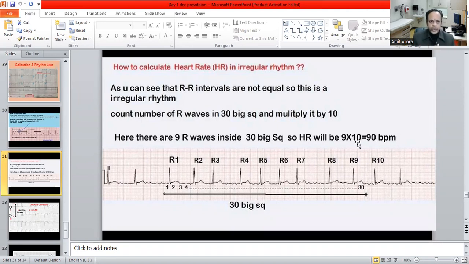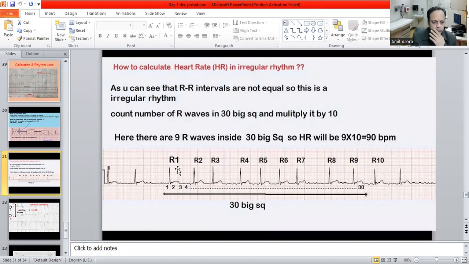So here it is 90 beats per minute, not exactly 90. We can keep it in a range, 10 plus minus 10. We can say the heart rate is irregular, around 80 to 100. That is okay. So the next thing, let us move toward the axis, the cardiac axis.